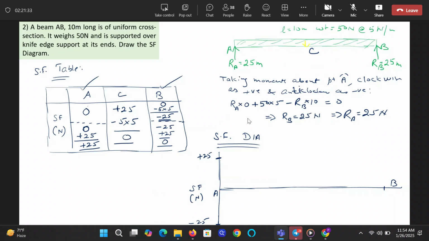I have to join this A to +25. Then +25, I have to join to -25 here at B. So I'm not using this, ignore this. Okay. It is -25 here. And I will show you that from the graph also we get 0 at C. And at B it becomes 0.